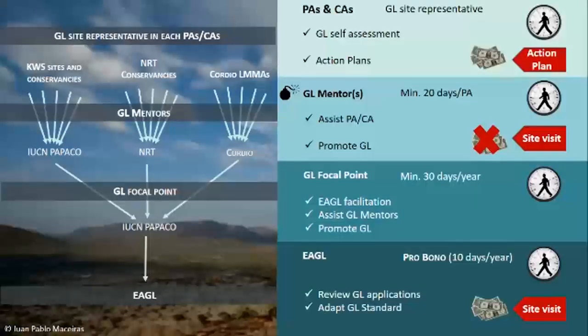So that makes this system sustainable in the long term, because the journey of the Green List can take months and years. It doesn't matter. But the most important is that the Green List areas can improve their performances along the way. And it has to be sustainable in the long term.